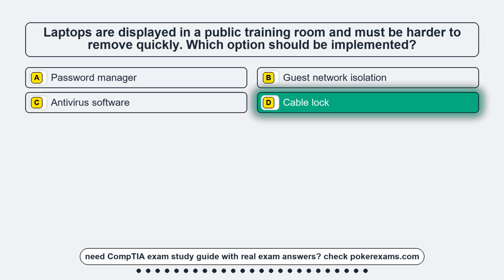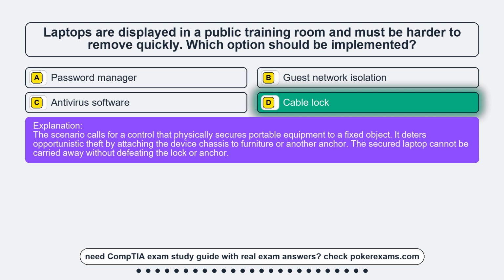The correct answer is option D, Cable Lock. The scenario calls for a control that physically secures portable equipment to a fixed object. It deters opportunistic theft by attaching the device chassis to furniture or another anchor. The secured laptop cannot be carried away without defeating the lock or anchor.